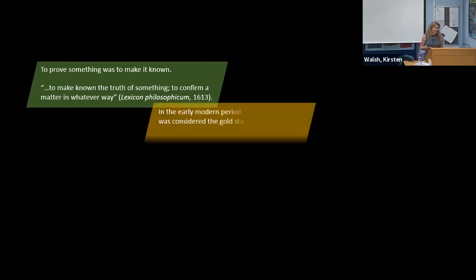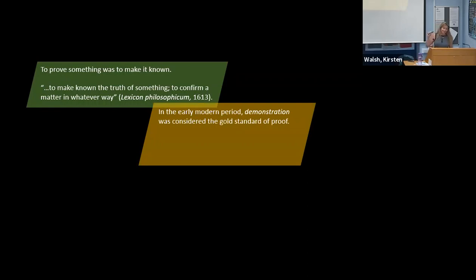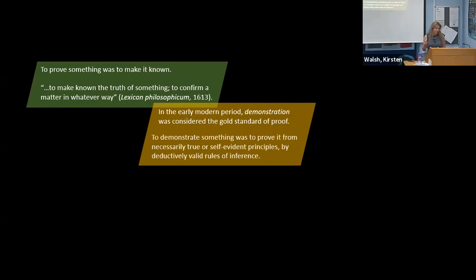So this just comes from the Lexicon Philosophicum, basically the dictionary of philosophy from 1613. So that just tells us what it means. There were lots of different proof methods that were available, or at least different ways of talking about proof. But in the early modern period, demonstration was considered to be the gold standard of proof.